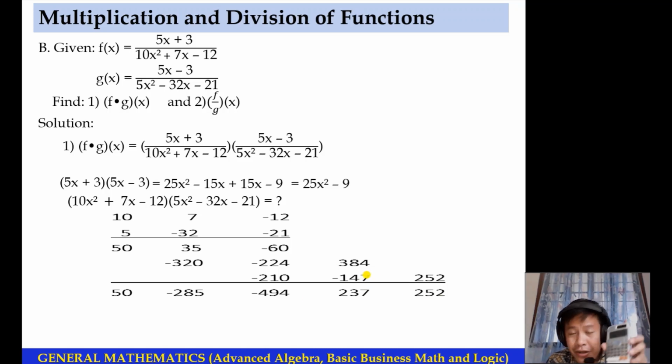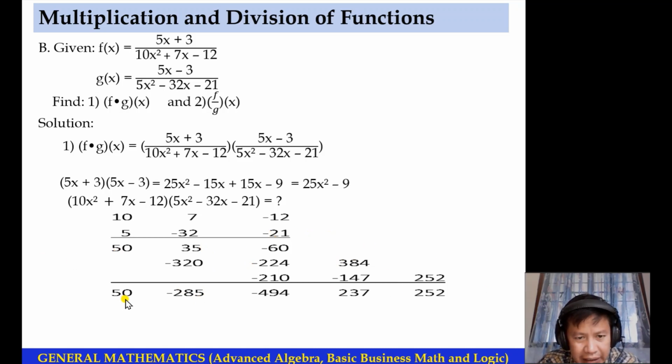So take note, you are going to have your scientific calculator, students. If you do not have your scientific calculator, you can download a scientific calculator from the Play Store. No? Okay, you can do that. Then we have negative 21 times negative 12. 12 times 21, the result is 252. Then you are going to combine.